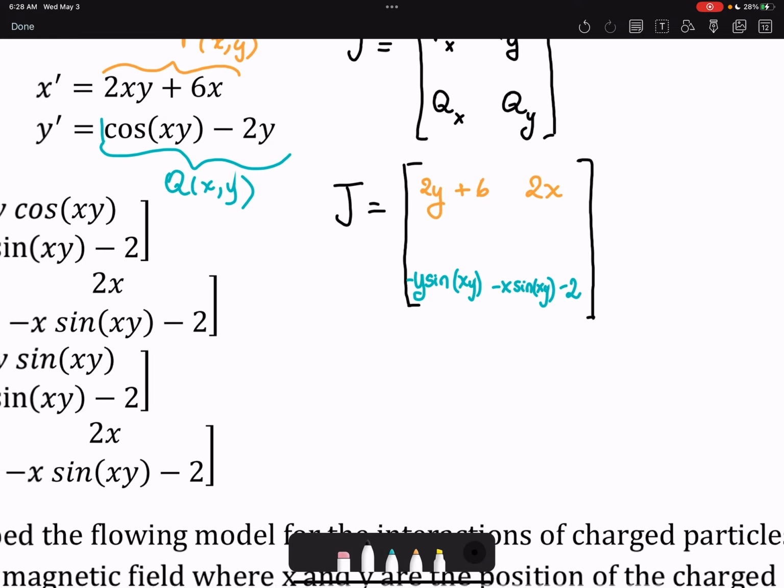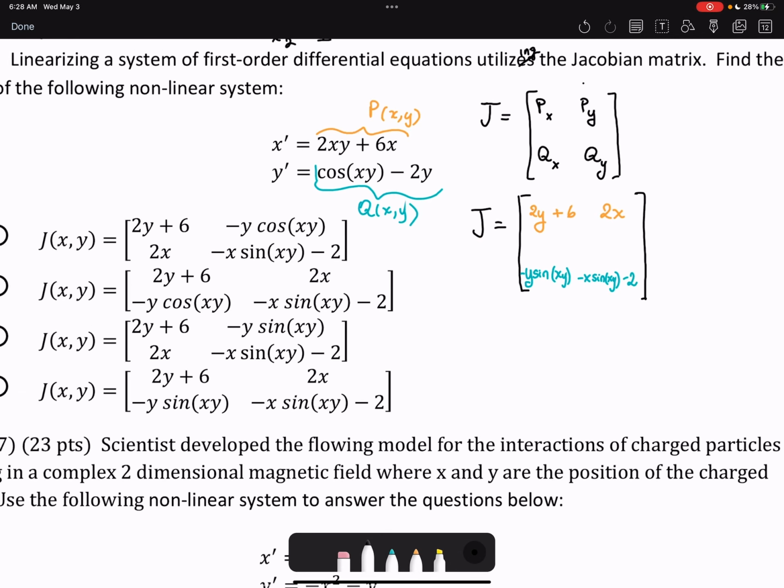Okay, so now we're looking for this. So let's try and eliminate the stuff that's not right. So 2y plus 6. So this is not how it should be. So we can eliminate this one because they put the derivatives vertically. 2y plus 6, 2x. That's promising at the top.